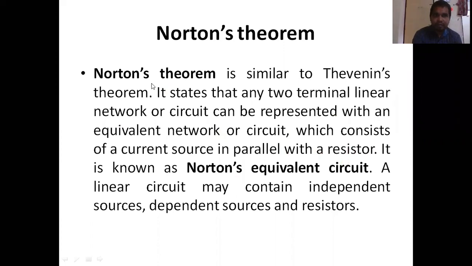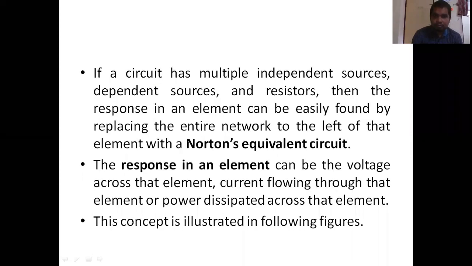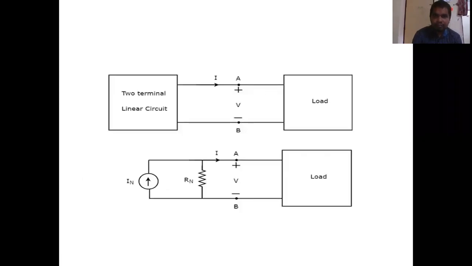Let's see. The same network, but there we had a voltage source in series with the equivalent resistance. Here, a current source in parallel with the equivalent resistance. Keep in mind that the equivalent resistance determination in both cases is the same, whether it is Thevenin's theorem or Norton's theorem. The procedure is the same.